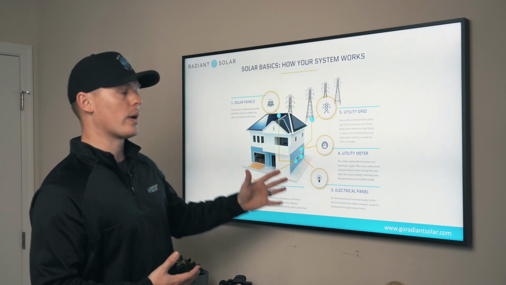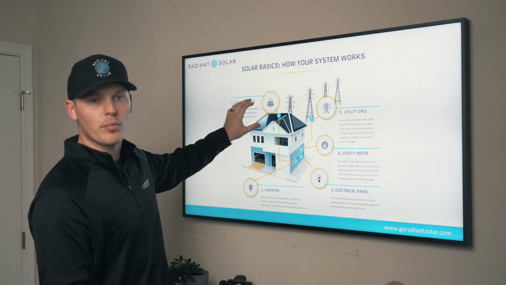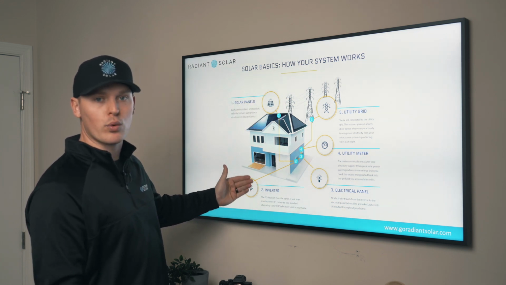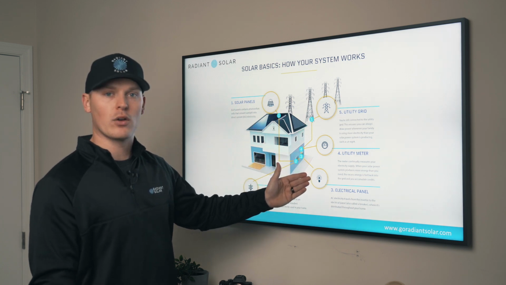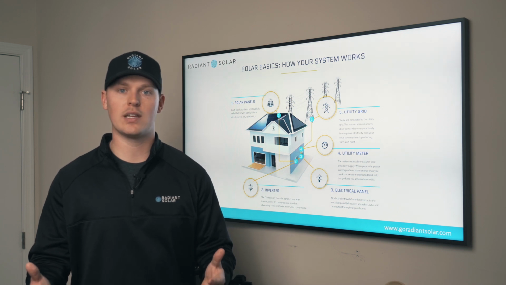So this is just a really quick overview of how a solar system works. Again, you have DC power being produced at the solar panels. It's converted to AC power through the inverter, and that energy is distributed into your home's electric panel, where you will run on that energy the same way you run on utility service today.